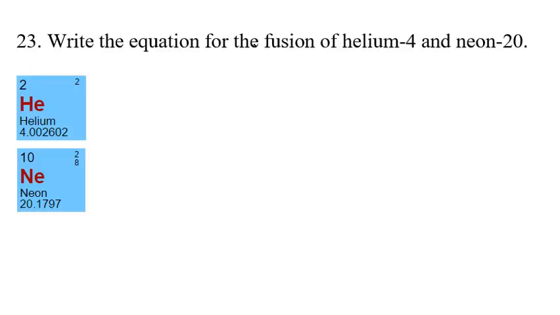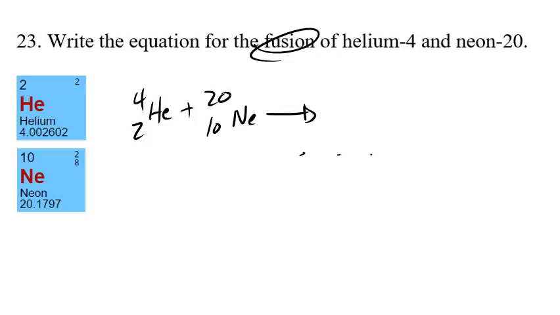Write the equation for the fusion. Fusion means we're going to smush 2 elements together. We've got helium-4 and neon-20. Helium-4 looks like this. And just because there's a helium atom in this nuclear equation does not mean it's alpha decay. This is a fusion reaction. We're going to add to it neon-20. Now all we need to do is add them up. This arrow is like an equal sign. 4 and 12, which makes it magnesium.